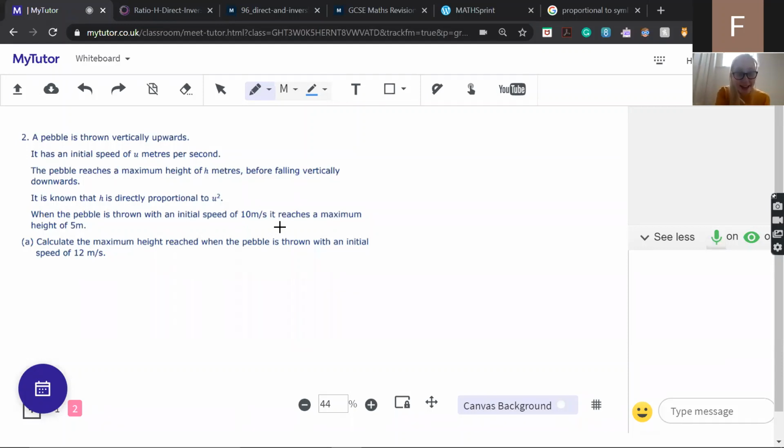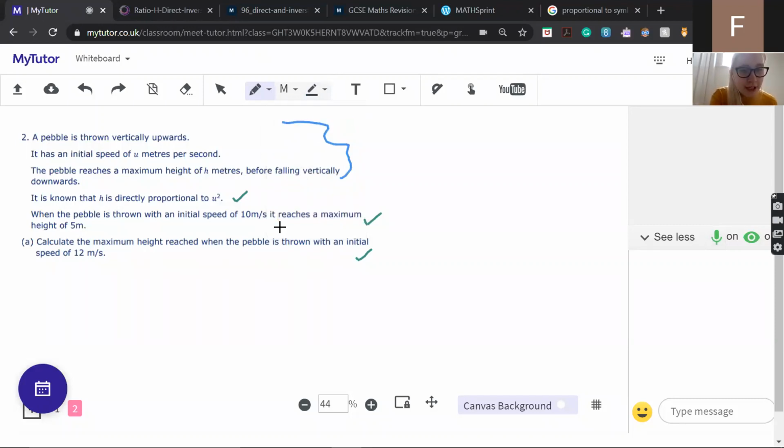And then here, what we've really got is that this first bit is just explanation. This bit tells us our proportionality. This bit tells us our first case. And then this is our question. So there's a lot of words, but really it's just disguised as a question that we know. We know how to do this.